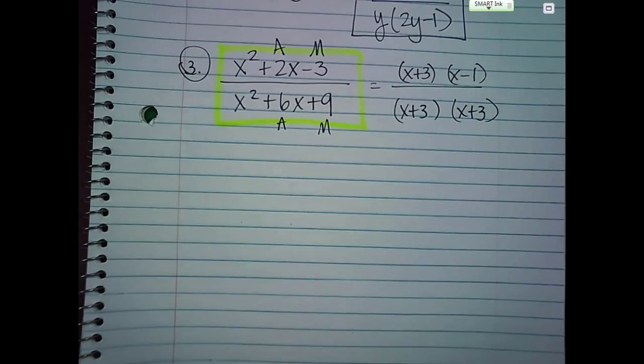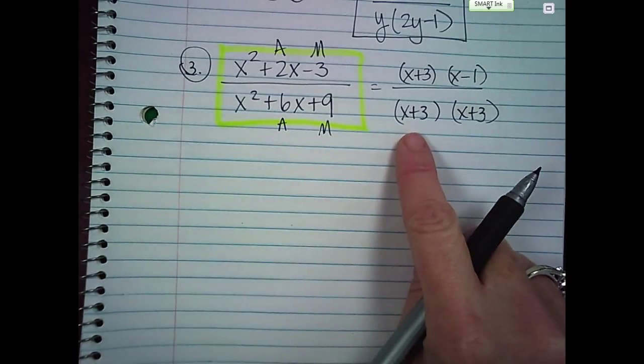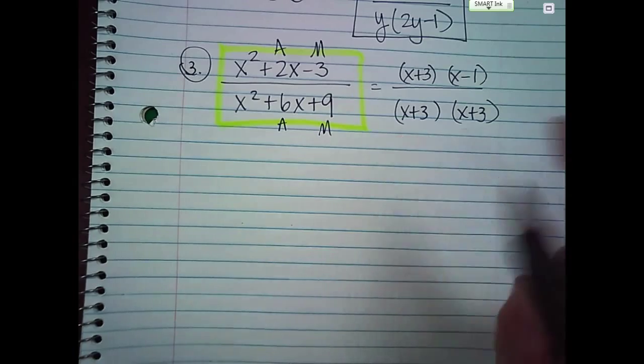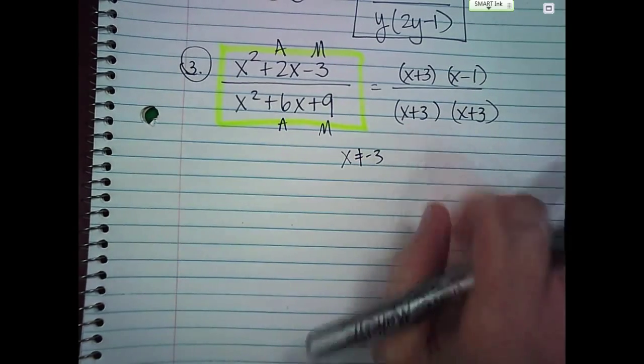Before you cancel, go ahead and list what the zeros are. What can x not be here, guys? It's the same thing, isn't it? These are both the same. So what can x not be? X can't be negative 3. Negative 3 makes the denominator 0, because negative 3 plus 3 is 0.